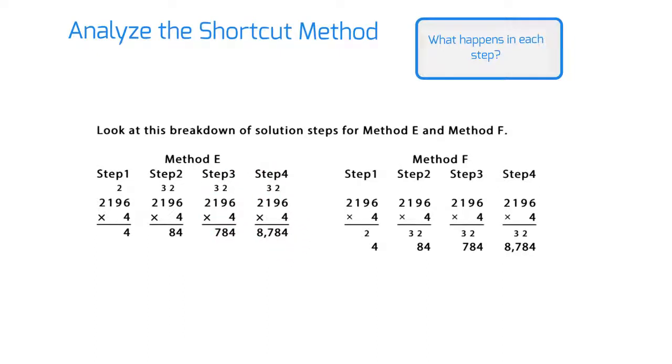With method F, we're showing the multiplication of the ones just using a staircase method. Multiplication of the tens is going down like a ladder, and then multiplication of the hundreds, and then of the thousands.